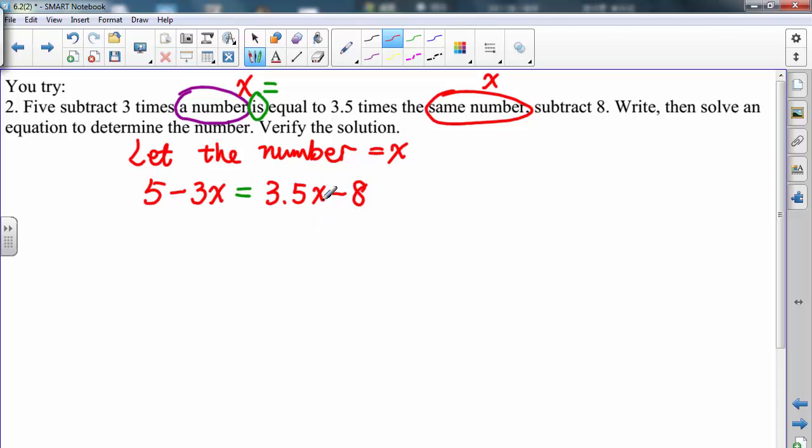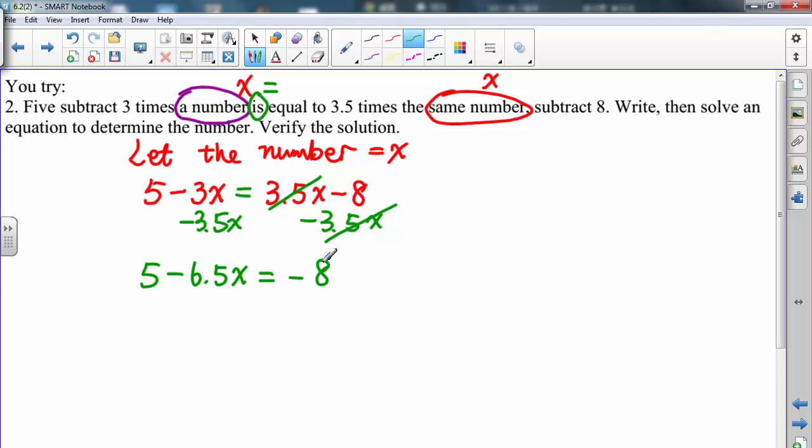Let's try to solve for x right now. I find that I have the variable x on both sides. So if I want to solve for x, I want to cancel the x term on the right side. So this is a positive 3.5x. I subtract 3.5x from both sides. These two got cancelled out. So right now I have 5 minus 3x, negative 3.5x. Combine the like terms, you will get minus 6.5x equals negative 8.